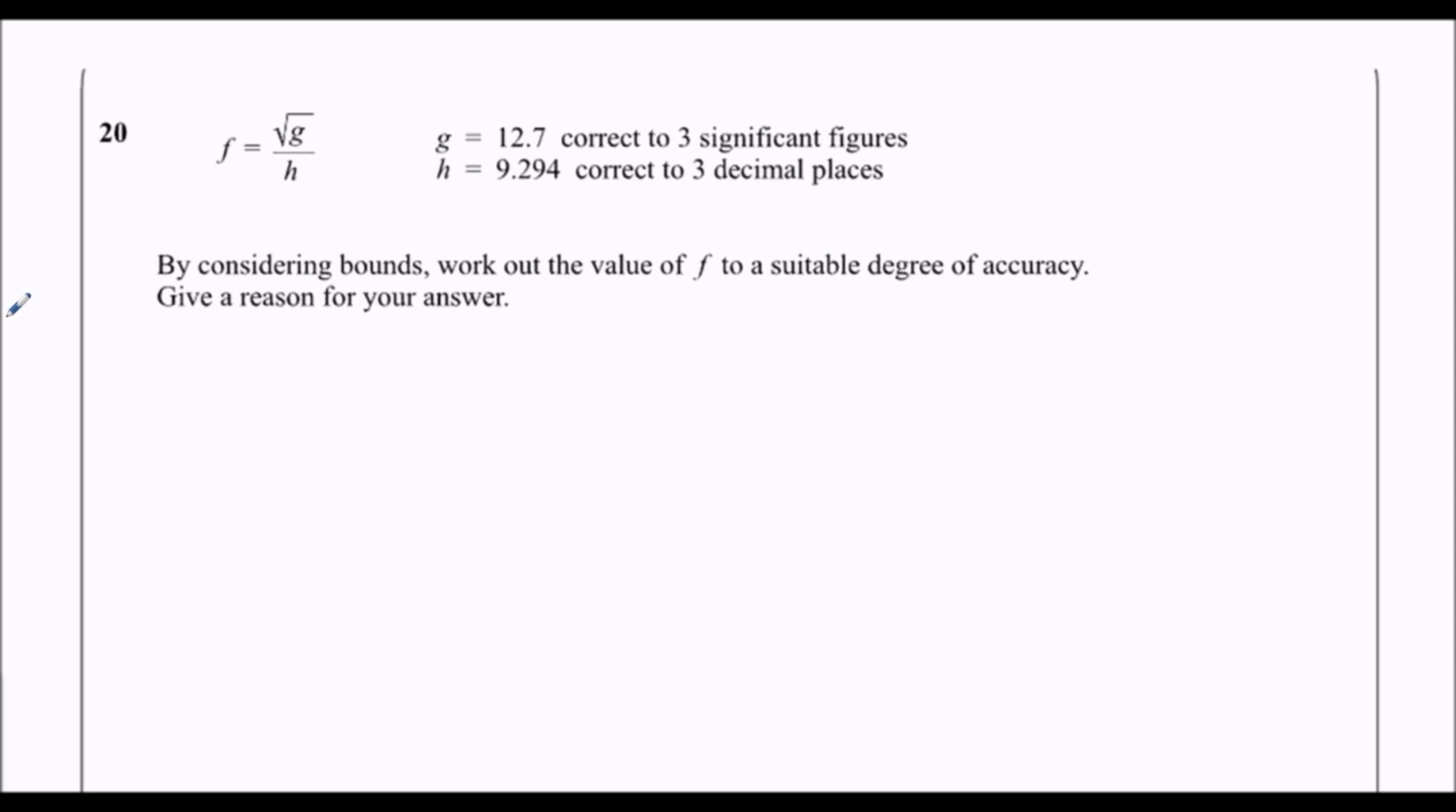Question 20. So f is root g over h. g is 12.7, correct to 3 significant figures. h is 9.294, correct to 3 decimal places. By considering bounds, work out the value of f to a suitable degree of accuracy. Give a reason for your answer.